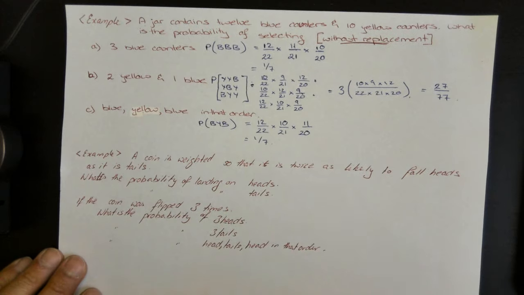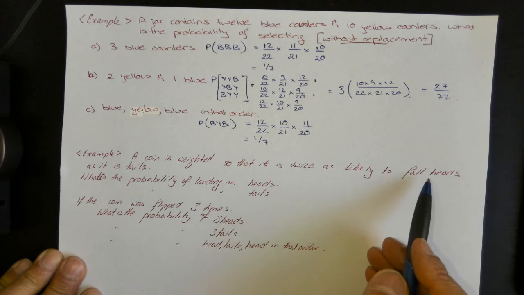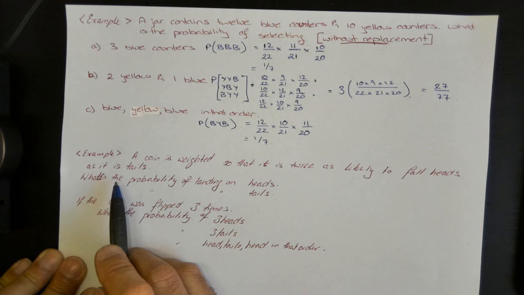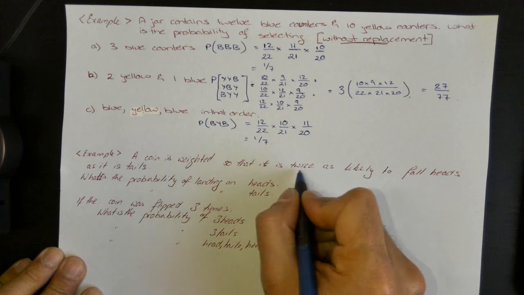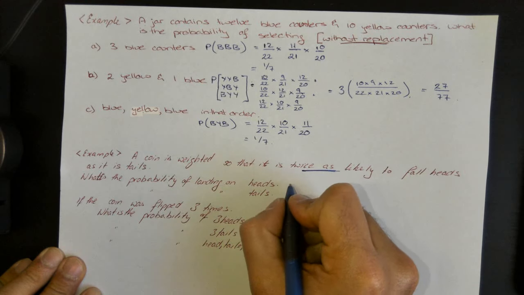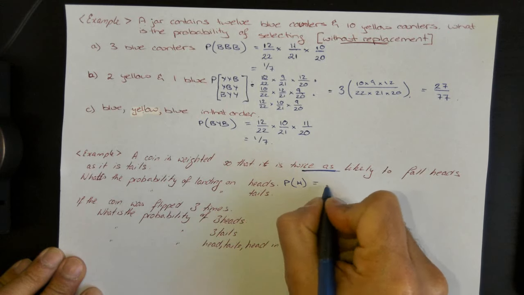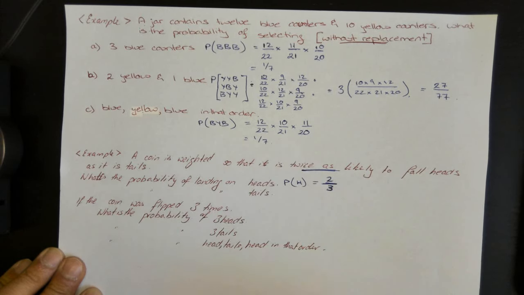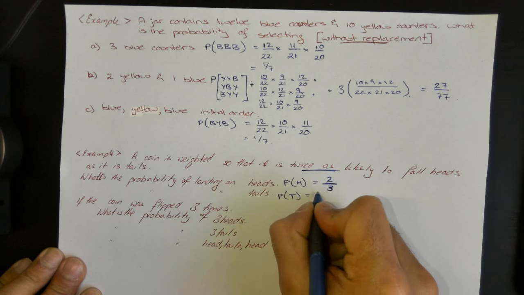Let's do a last example. So we have a coin that is weighted so that it is twice as likely to fall heads as it is tails. What is the probability of landing on a head? Well, if it's twice as likely, I now have 3 possible outcomes where 2 of them would be the heads. And the probability of landing on a tail would be a third.